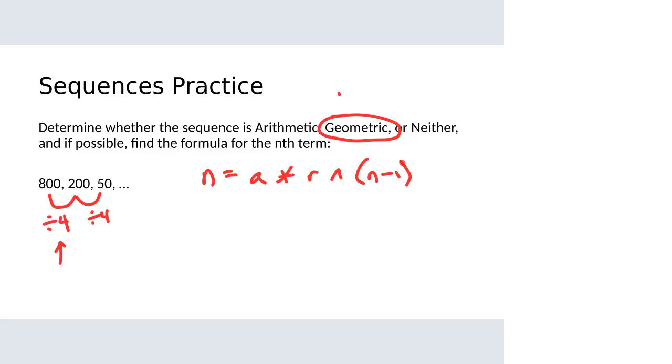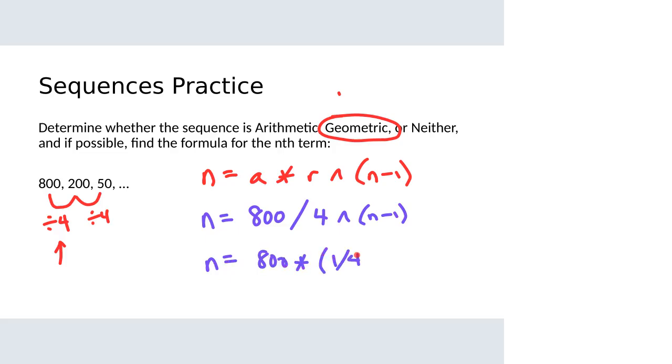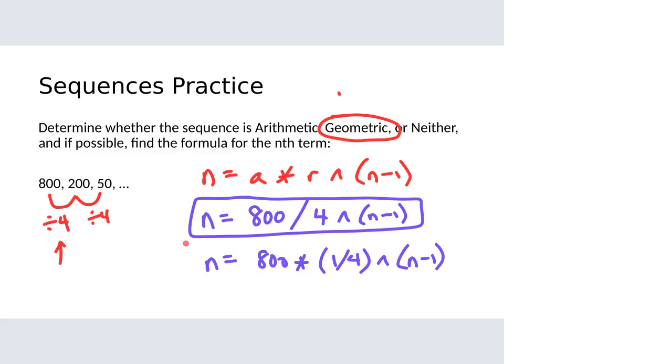And here our nth term is going to be our starting point, and we're dividing by 4. So you could write it as divided by 4 raised to the n minus 1, and that's okay. You could also write it as 800 multiplied by 1/4 raised to the n minus 1. Either one of those is just fine here.